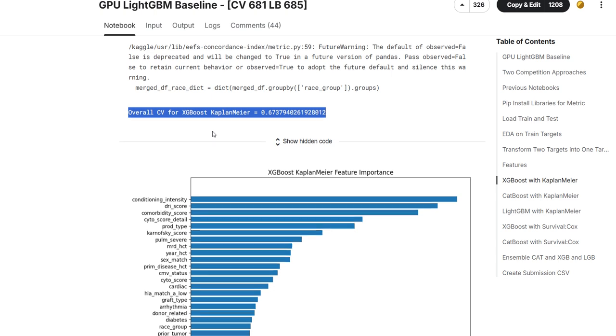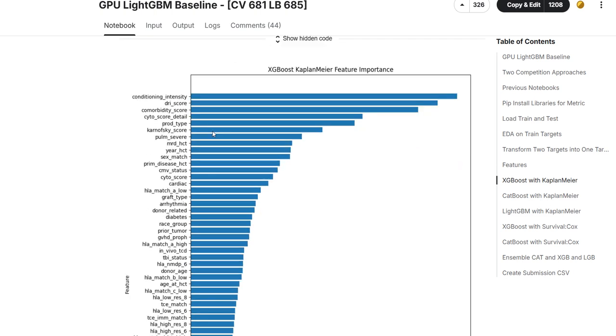This is a fantastic plot. It shows us which features are most important for the XGBoost model. Conditioning intensity, dry score, and comorbidity score are at the top. This makes intuitive sense. The intensity of the pre-transplant treatment, the donor's risk, and the patient's overall health are all likely to be major factors in survival. It's great to see the model picking up on these clinically relevant variables.